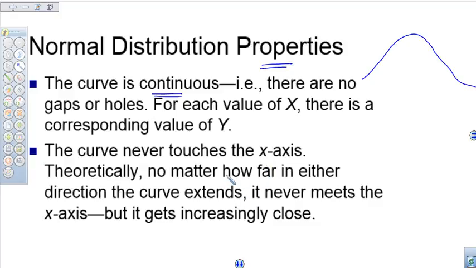This is a property. If someone asks you about the properties, you have to understand that this is one of them. The idea is that if you had an x-axis and you draw your normal distribution curve, it's going to come up, it's going to come down, it's symmetrical, and it will get increasingly closer to that x-axis, but it'll never actually touch. It'll just keep getting smaller and smaller and smaller.